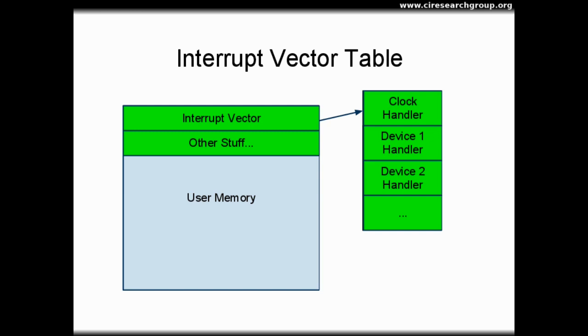So the interrupt vector is always mapped into the kernel part of memory. It's always available at all times so that the kernel can go and look up interrupt information whenever necessary.